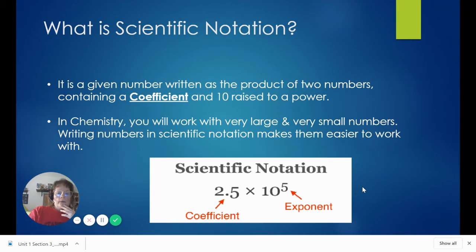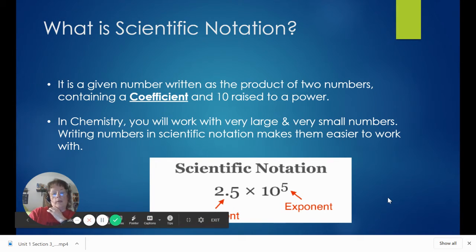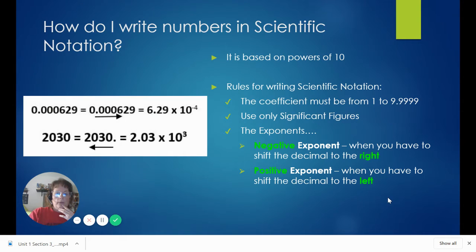Okay, moving on to scientific notation. This is a given number written as the product of 2 numbers containing a coefficient, which you see down here, and 10 raised to a certain power. In chemistry, you will work with very large numbers and very small numbers. So we do have to write a lot of them in scientific notation. Otherwise, we'll be writing like 12,000 zeros across the page. So don't want to have to do that.